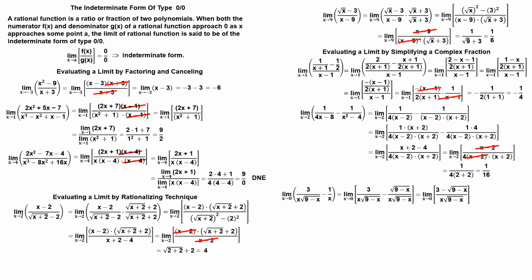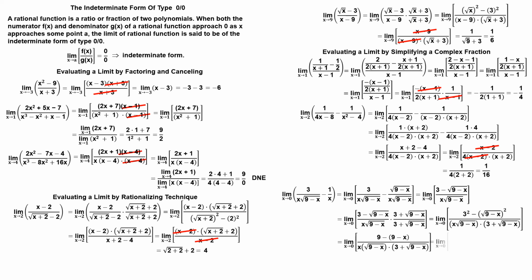So we rewrite the fraction by rationalizing the numerator. We multiply the numerator and denominator by the conjugate of the numerator. It's a hard work. Pay attention. After cancelling the factor x, the direct substitution works and we evaluate the limit.